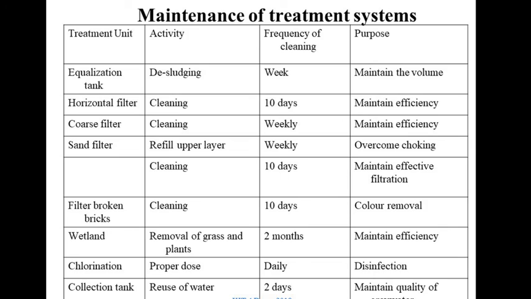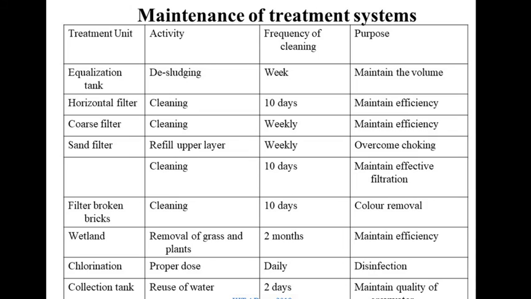Maintenance of treatment system. So these are some treatment units, then activity, then frequency of cleaning and purpose. So first, equalization tank. What activity? Desludging. We need to remove the sludge from the equalization tank, and the frequency of cleaning is weekly to maintain the volume. Horizontal filter and hose filter also need to be cleaned within a week to maintain the efficiency. Sand filter needs the upper layer refilled weekly to overcome choking problems. Cleaning is also required within 10 days to maintain effective filtration.